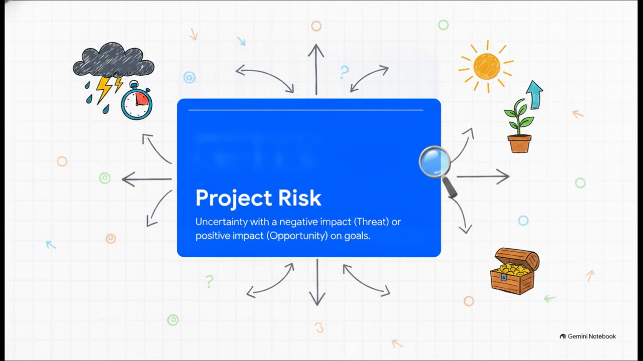We usually hear the word risk and immediately think of disaster, right? A threat to our schedule or a massive budget overrun. But in professional project management, a risk is quite simply an uncertainty. That means, yes, it can have a negative impact, which we call a threat, but it can also have a positive impact, which we call an opportunity. Risk management isn't just about avoiding doom. It's also about exploiting positive conditions to deliver your project faster, cheaper, or just better than you originally planned.